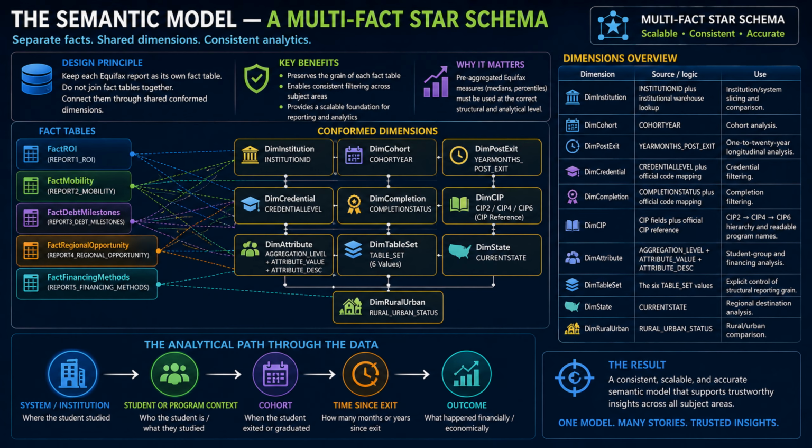Rather than joining fact tables directly, connect them through shared conformed dimensions. This design preserves the grain of each fact table, supports consistent filtering across subject areas, and provides a scalable foundation for reporting and analytics. This model creates a consistent analytical path through the data, from system or institution to student or program context, then cohort, followed by time since exit, and ultimately the outcome measure. By applying the same dimensional framework across all fact tables, users can navigate different subject areas with a consistent reporting experience while preserving the integrity of each dataset.